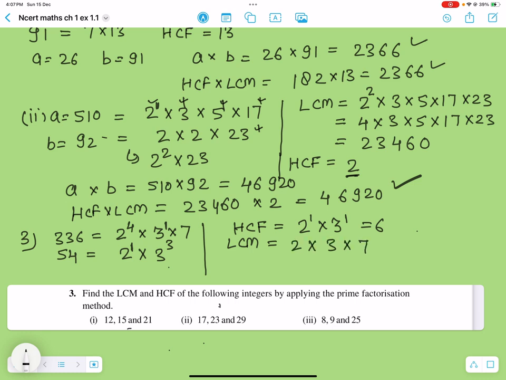7, and we'll take their highest powers. So the highest power of 2 is 4, highest power of 3 is 3, and the highest power of 7 is 1. So it becomes 16 multiply 27 multiply 7, that comes up as 3024, right? So again, for verification, you just multiply 3024 by 6, you will get the number as 18.